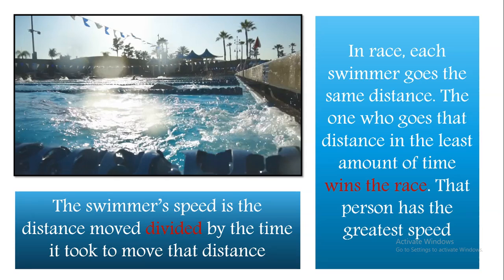Let's take another example. You are riding a bike. You traveled 30 kilometers in 2 hours. Calculate the speed. You're gonna divide 30 over 2. So 30 divided by 2, that's 15 kilometers per hour.